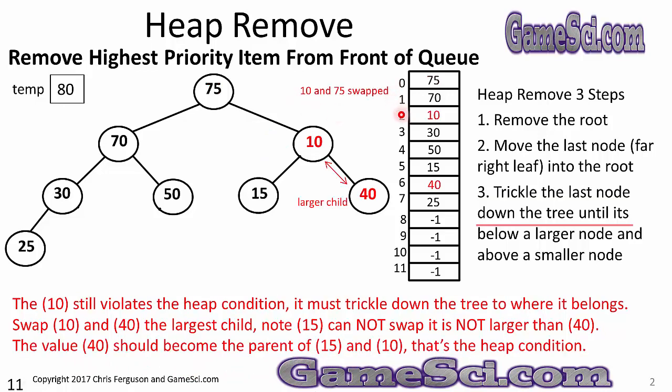10 and 75 just swapped positions. The 10, however, still violates the heap condition. This 10 is not in the proper spot. It must trickle down the tree to where it belongs. Swap the 10 and 40, the largest child. Once again, 10 looks at both children, 15 and 40, and swaps with the larger of the two. Note, 15 cannot swap. It's not larger than 40. The value 40 should become the parent of 15 and 10. That's the heap condition.